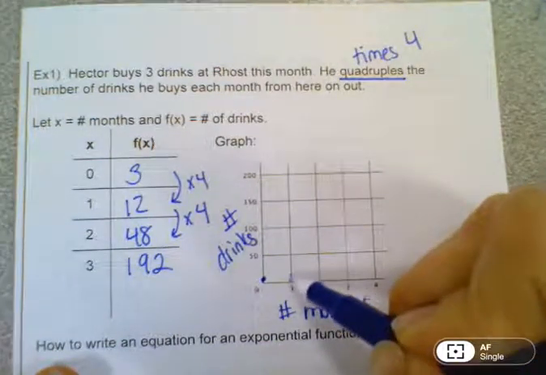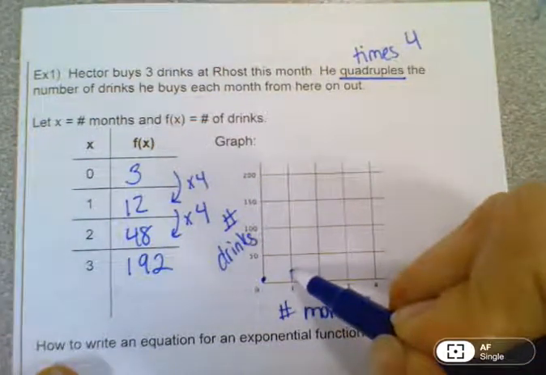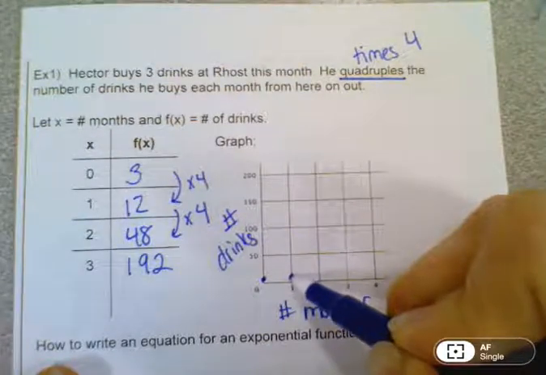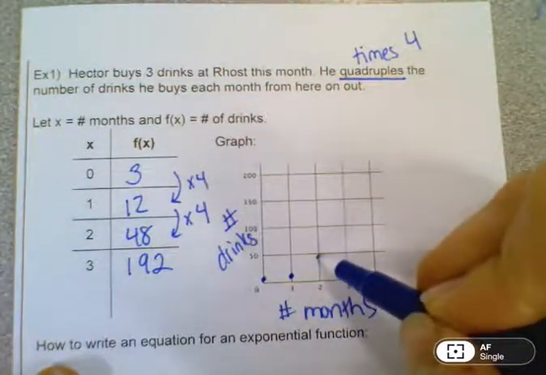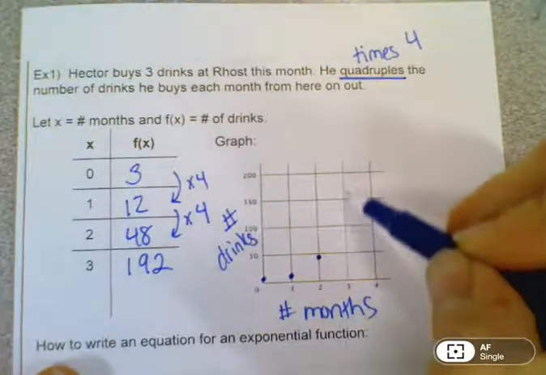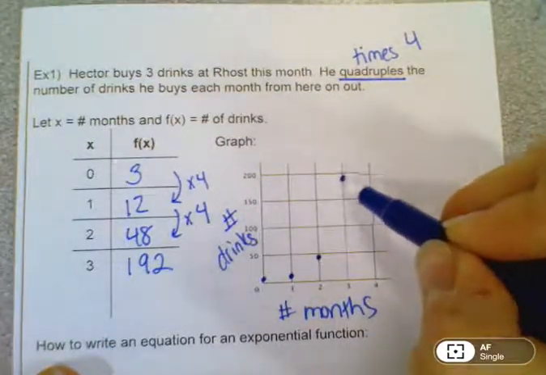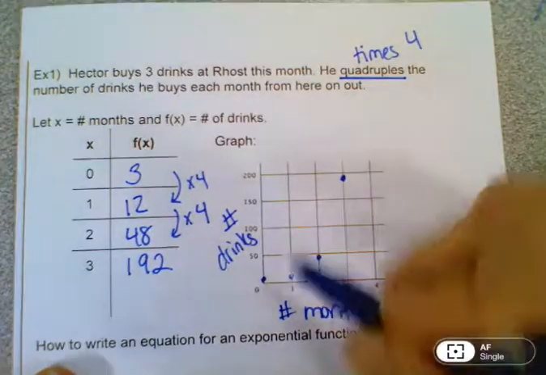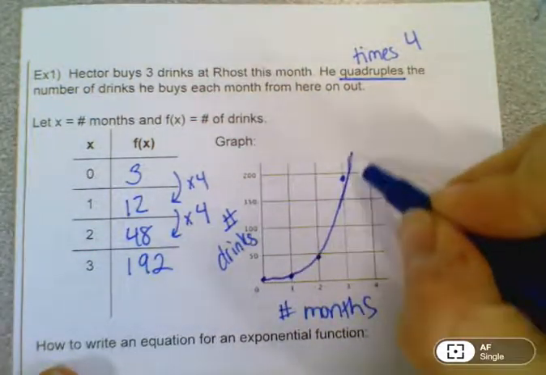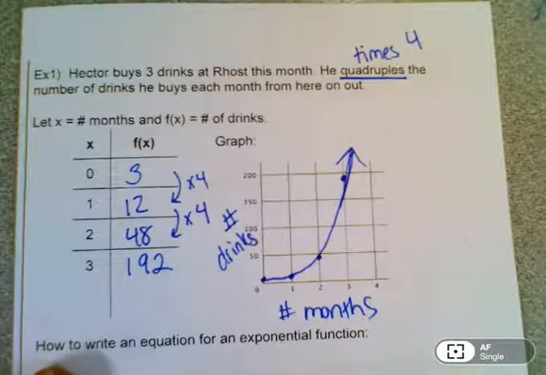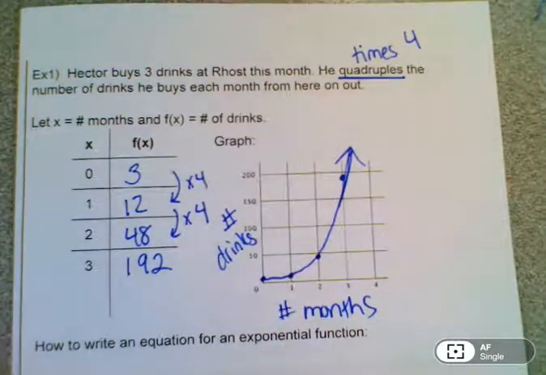And then we've got 1 and 12. That's like 25 is halfway up, so we're still really far down. 2 months is 48, so that's almost at 50. And then 3 months is 192, which is almost at 200. So you can see it really explodes. So it's going to go, whoops, I missed. Something like that is the graph. So this is the graph of an exponential function.